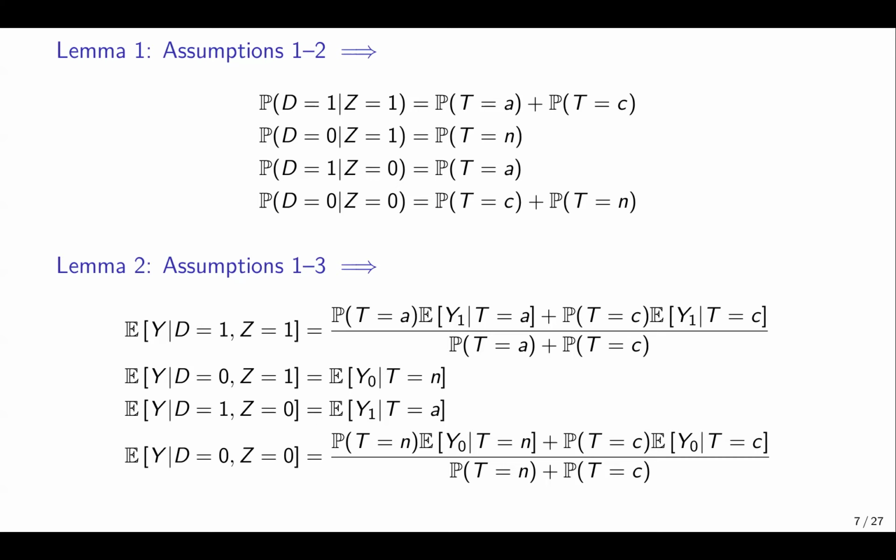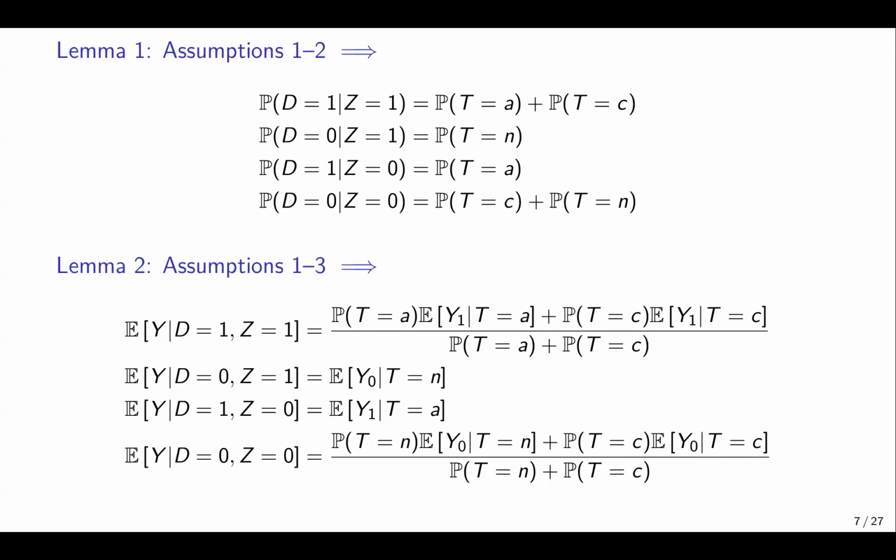A similar idea shows us that if you look at the folks who did move to opportunity even though you didn't offer them a voucher, so D is 1 when Z is 0, well, who are they? They've got to be always takers. And under this mean exclusion restriction, it tells us that Z doesn't affect the potential outcomes.